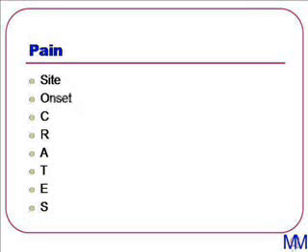Onset refers to the circumstances around the start of the pain. Does the patient think they can link it to anything? What are they doing at the time? And the day before, were they asleep?